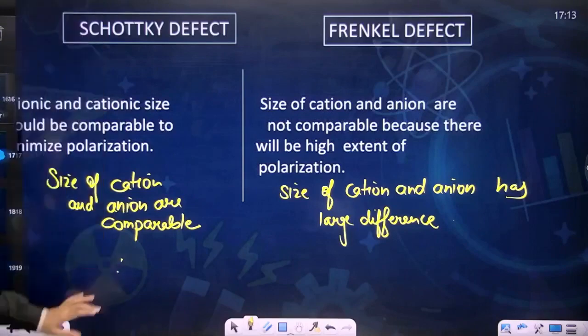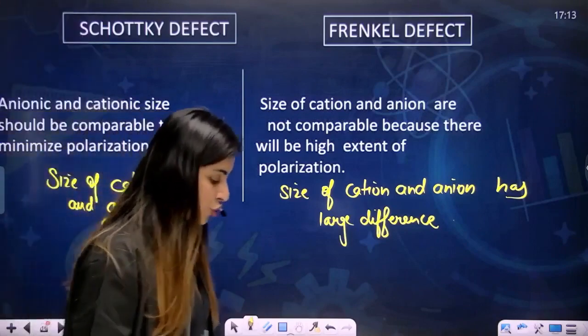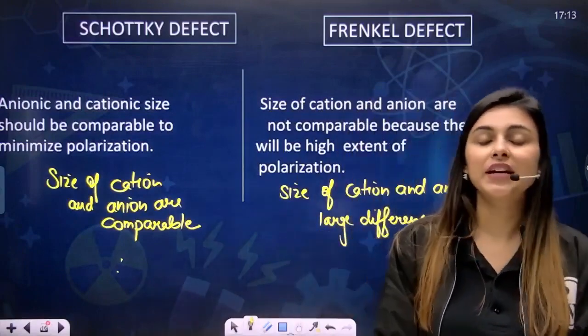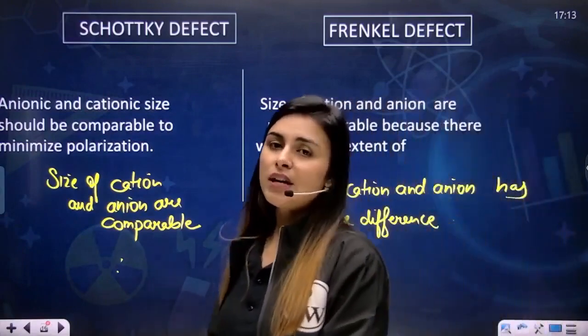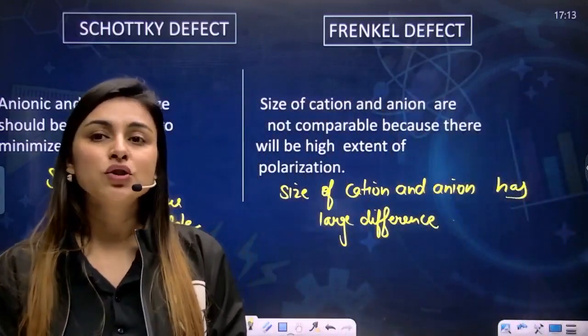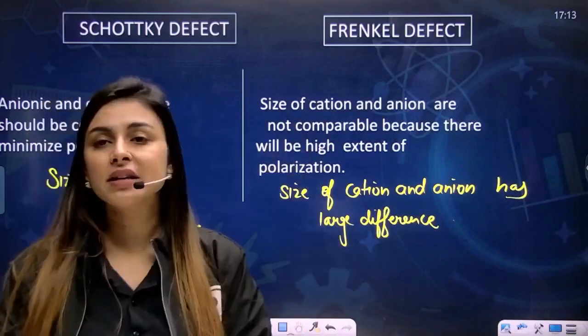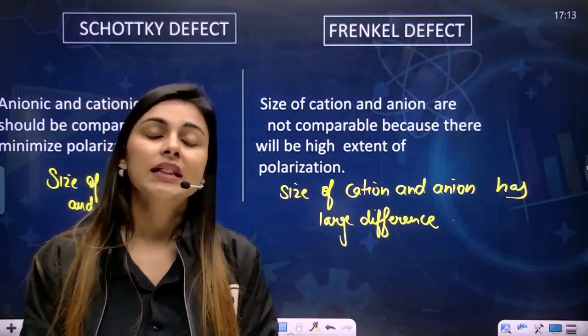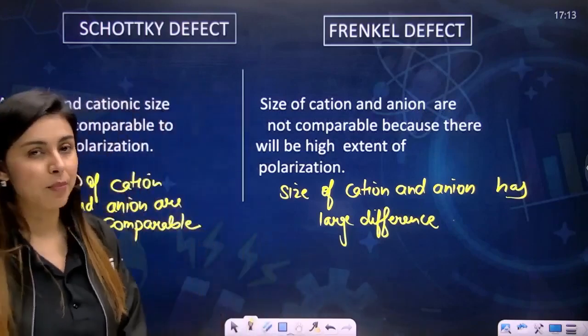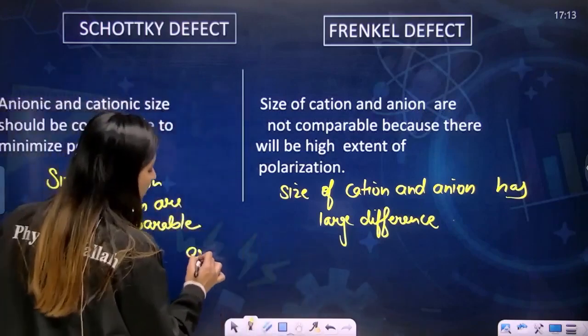Now, this was all about your stoichiometric defects, that is your Schottky defect and Frenkel defect. Generally questions are asked, which of the following is the one where density doesn't change? Frenkel defect. Reason you know, very good. These are the few things that you need to remember.